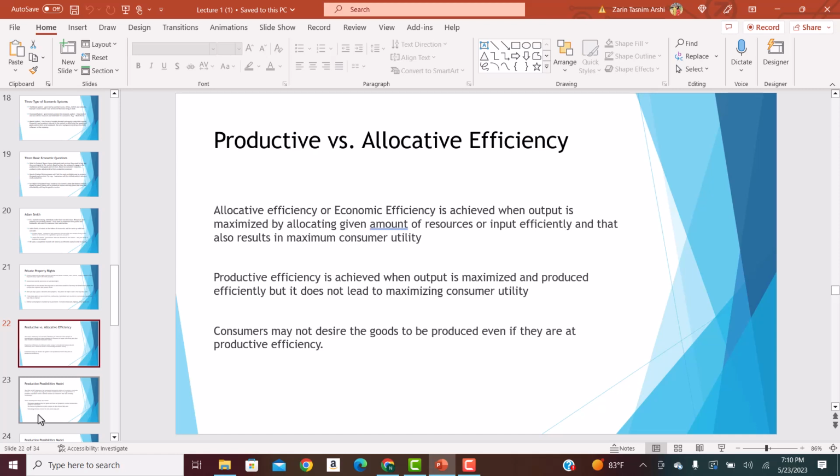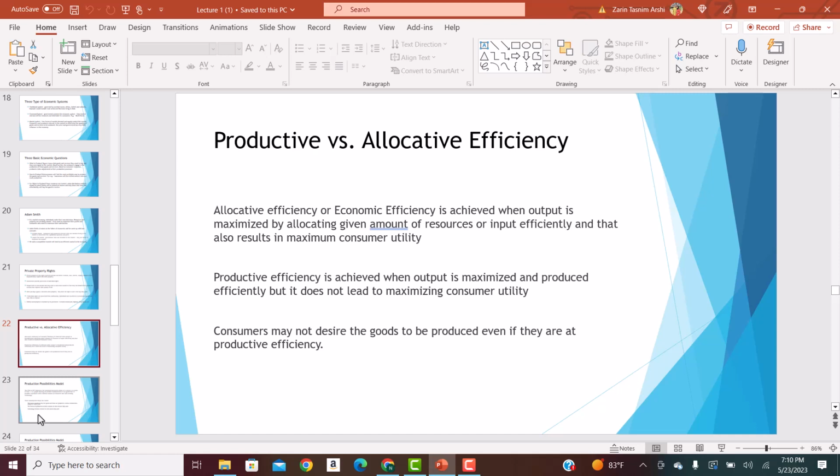So what it means is, under productive efficiency, the producers are completely efficient, yet the consumers are not, because they're not happy. Under allocative efficiency, both producers and buyers are happy, and their benefits are maximized. An example of productive efficiency would be, let's say, Lockheed Martin. They produce a lot of missiles, and with limited resources, they can produce a maximum quantity of missiles.